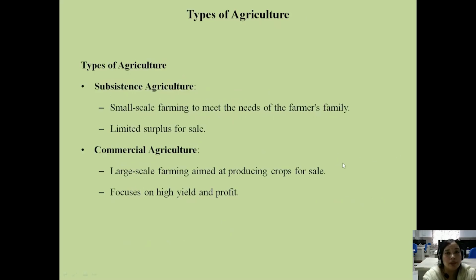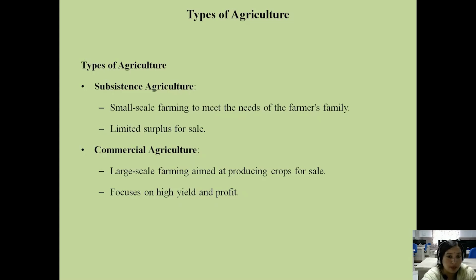Then come to types of agriculture. Subsistence agriculture is small scale farming to meet the needs of the farmer's family, with limited surplus for sale. That is only for their own family purpose, not for sale in the market.